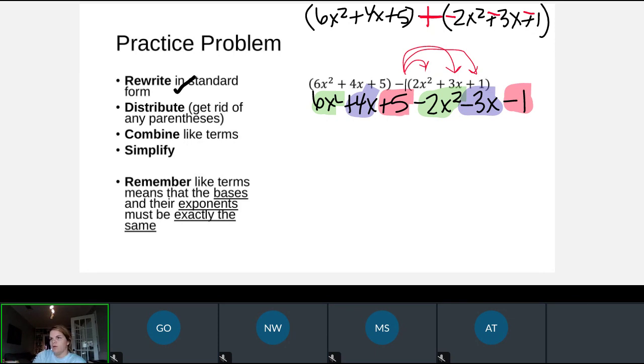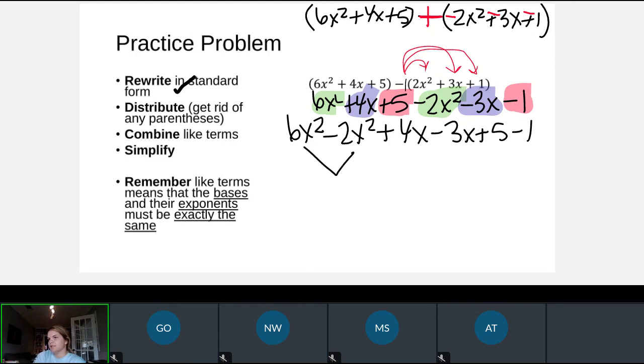Alrighty, so we would have 6x squared minus 2x squared plus 4x minus 3x plus 5 minus 1. So 6 minus 2 gives me 4x squared. 4x minus 3x gives me 1x, or just x. You can put plus 1x if you want. I'm just going to put plus x because that's the answer choice you'll see if you have multiple choice or on the STAR test. And then 5 minus 1 is 4.